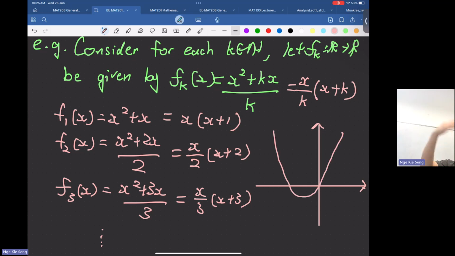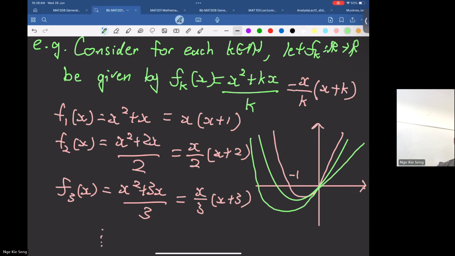Then for the next root, it decreases. So the first parabola has roots -1 and 0. The second one should have -2 and 0, then -3 and 0, -4 and 0, and then keep going. I suggest a very good tool to use, GeoGebra.